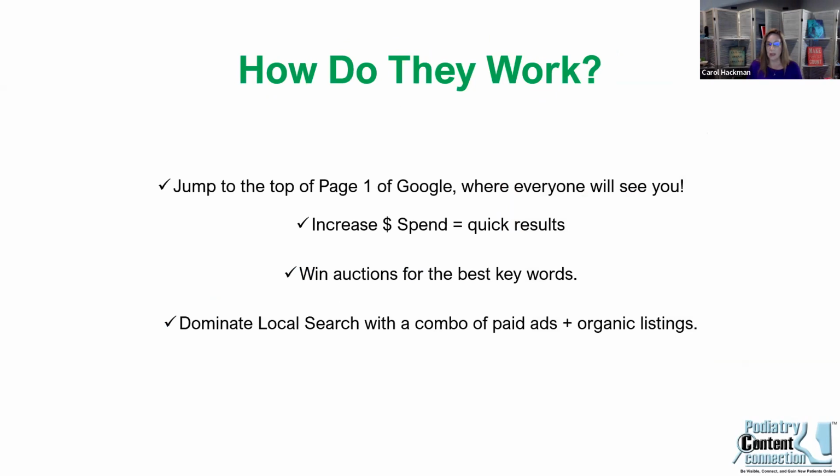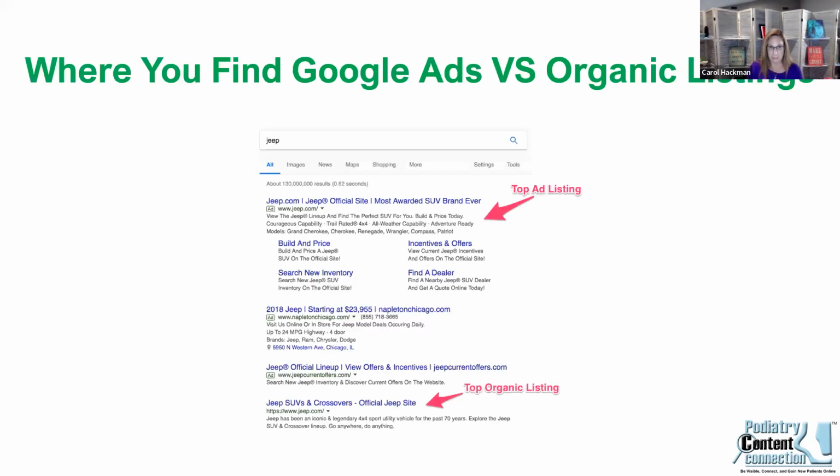How do they work? Again, like I said, you get to jump to the top of page one. Who doesn't want to be able to get there automatically? It's really cool. It is called pay per click, so you do pay for those ads when someone clicks on them. There are auctions with that, and you bid for the best keywords. But you get to dominate your local area with a combination of that organic SEO and those paid ads. So it's really cool when you have both of those working for you.